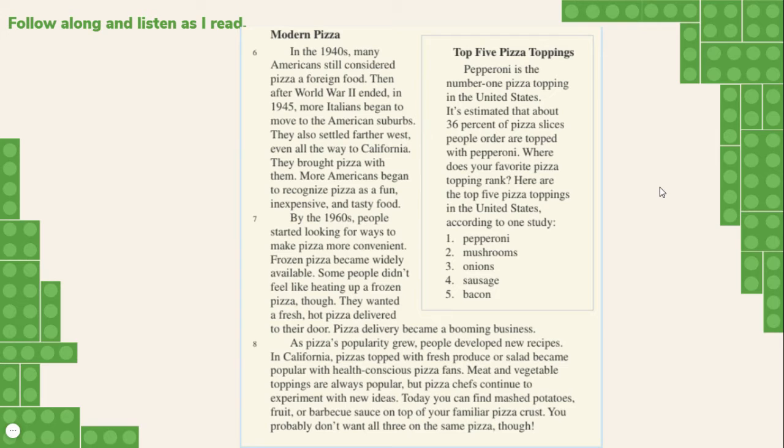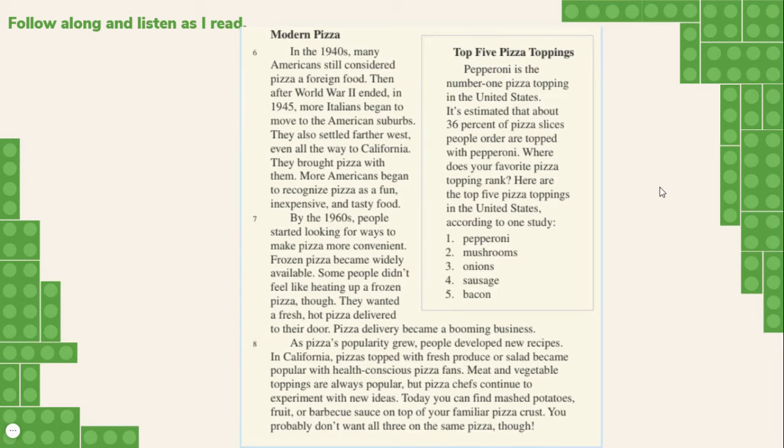As pizza's popularity grew, people developed new recipes. In California, pizzas topped with fresh produce or salad became popular with health-conscious pizza fans. Meat and vegetable toppings are always popular, but pizza chefs continue to experiment with new ideas. Today, you can find mashed potatoes, fruit, or barbecue sauce on top of your familiar pizza crust. You probably don't want all three on the same pizza, though.